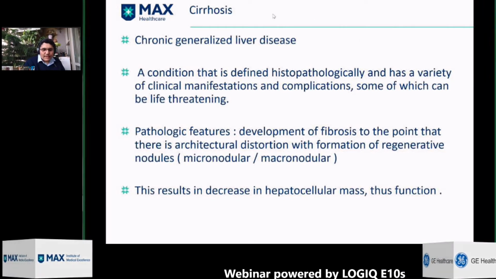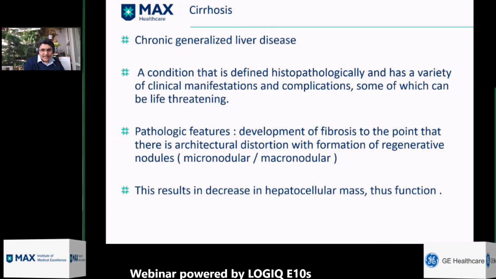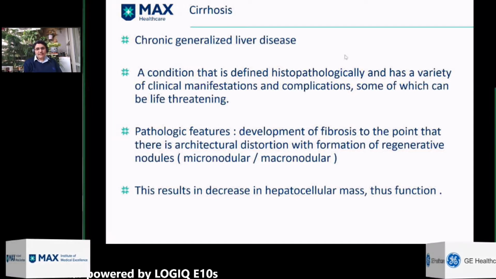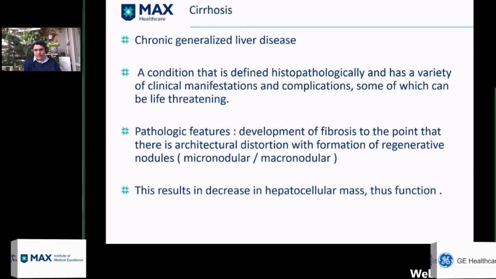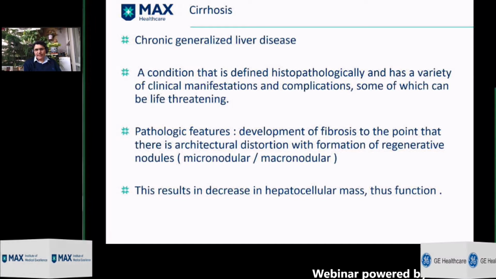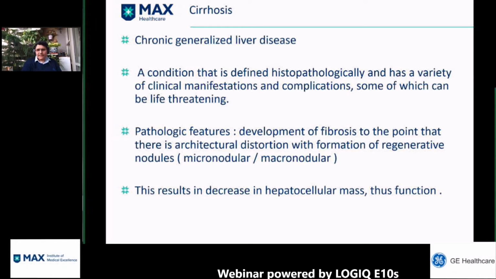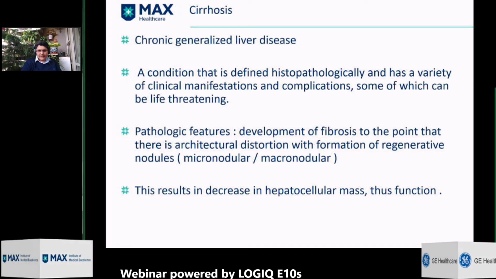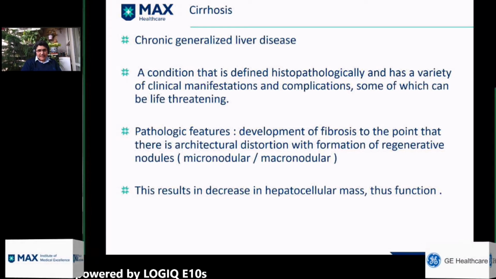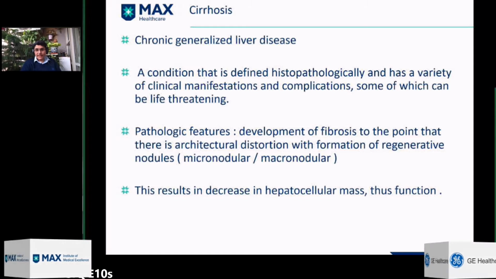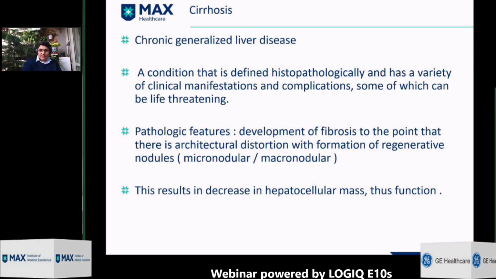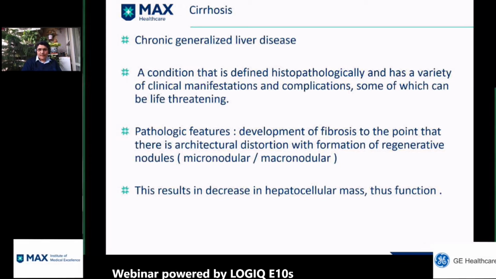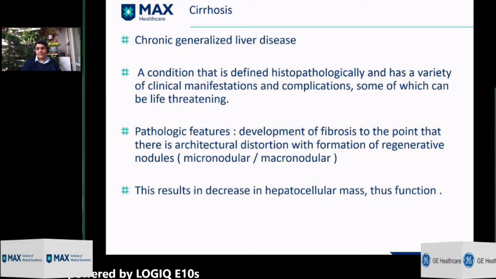So we all know that cirrhosis is basically a liver disease. It's a generalized liver disease, and it's a chronic generalized liver disease. And when we say cirrhosis, we sometimes use it interchangeably with chronic liver disease, but cirrhosis specifically should mean advanced chronic liver disease. And it is basically characterized histopathologically. So we are basically talking about fibrosis, a breakdown in the structural component of the liver, which will lead to decrease in hepatocellular mass, thus function. And this can present with myriad manifestations, complications, and a lot of them can be life-threatening.